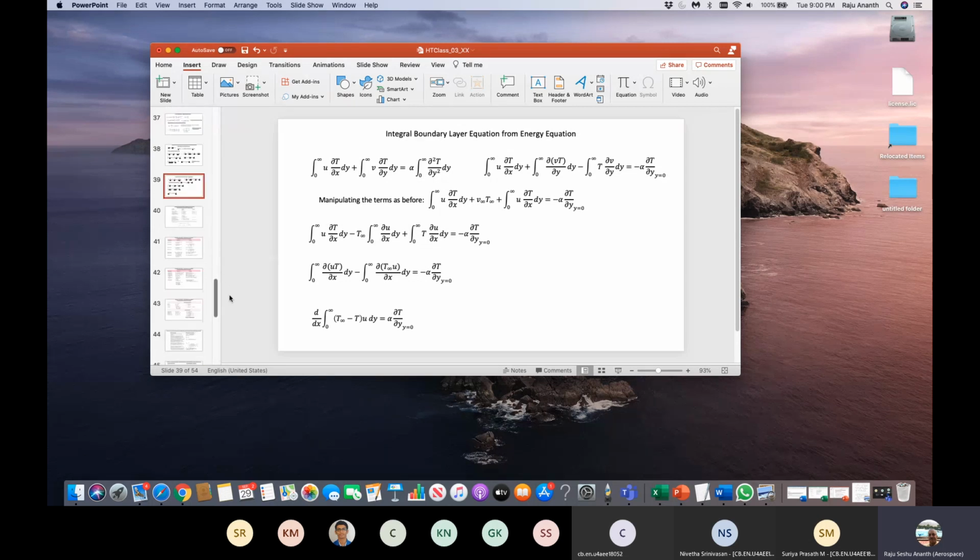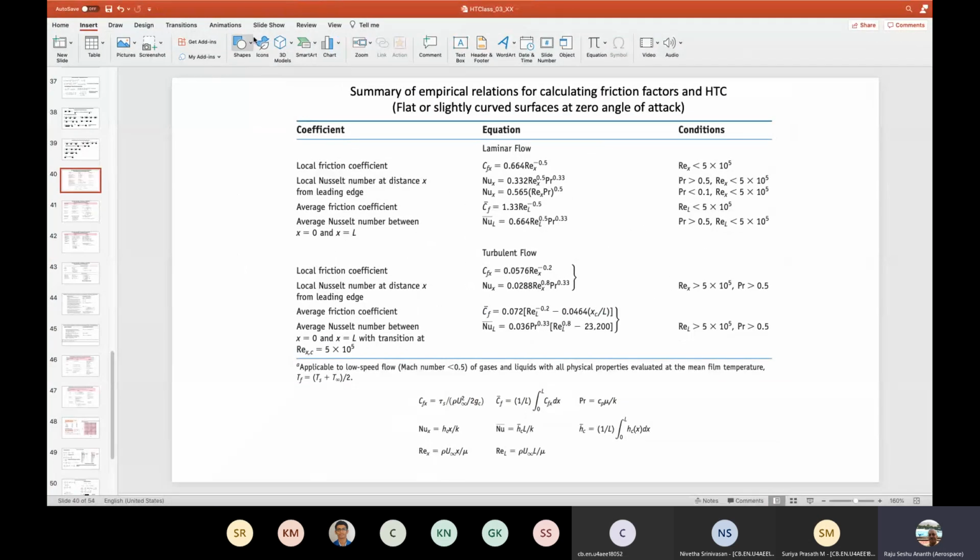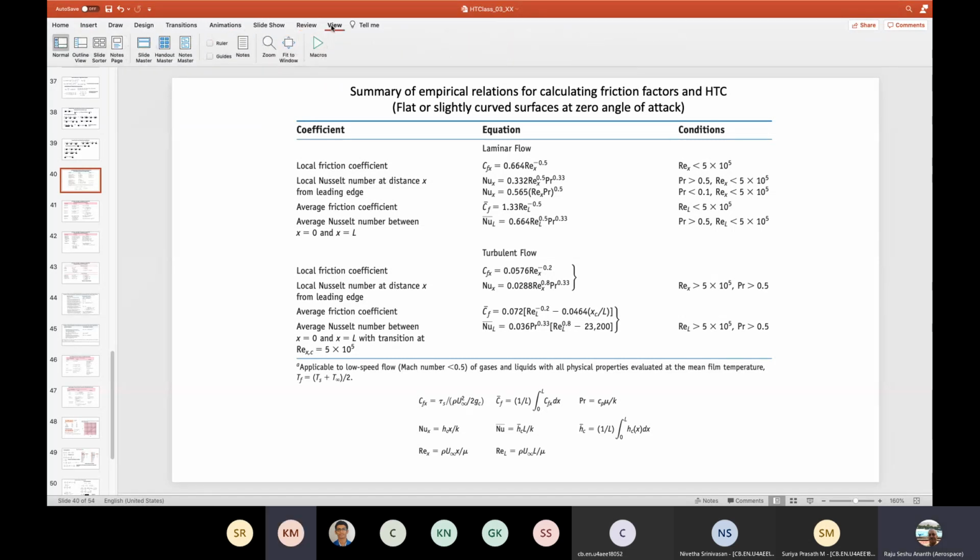So let me show some typical, I don't know whether you're able to see this one. Let me see. Are you able to see this very well? Yes, sir. No problem at all?